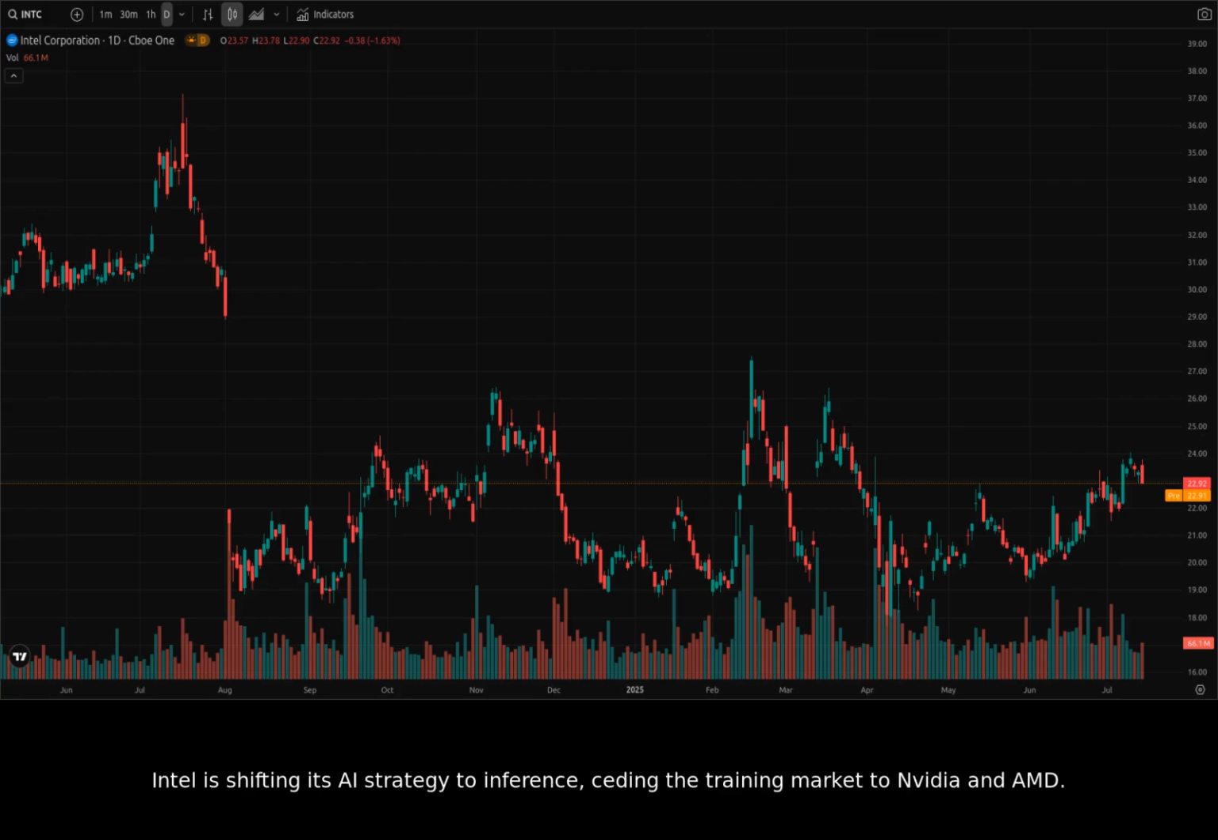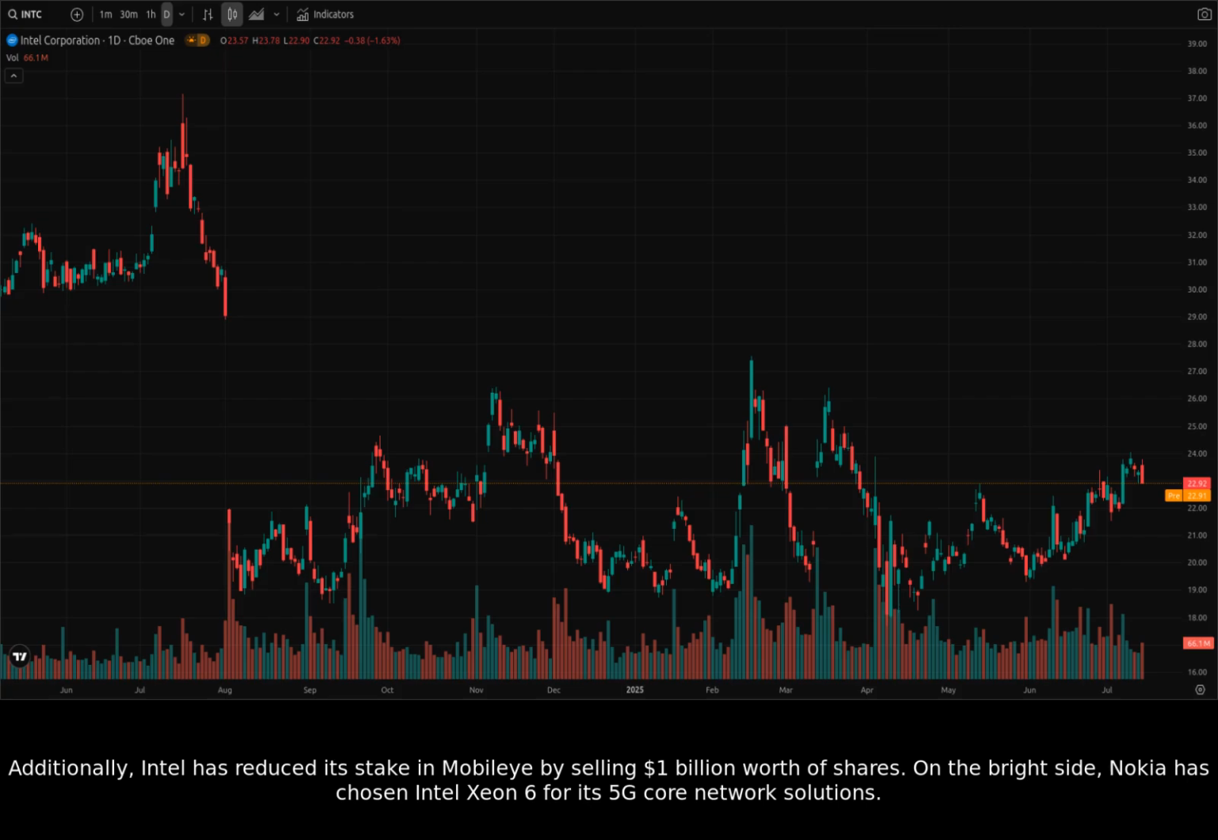Intel is shifting its AI strategy to inference, ceding the training market to NVIDIA and AMD. They've spun off RealSense, their computer vision and robotics business, securing $50 million in funding. Additionally, Intel has reduced its stake in Mobileye by selling $1 billion worth of shares. On the bright side, Nokia has chosen Intel Xeon 6 for its 5G core network solutions.